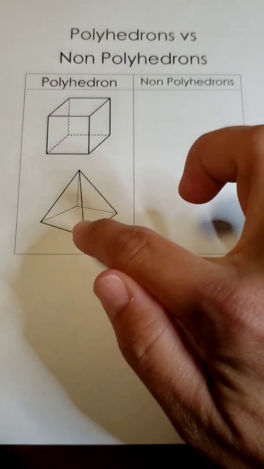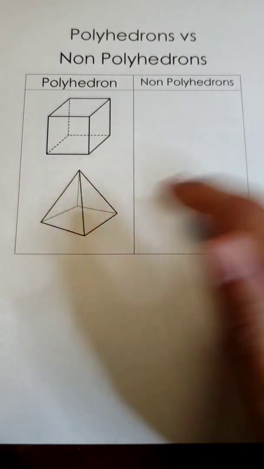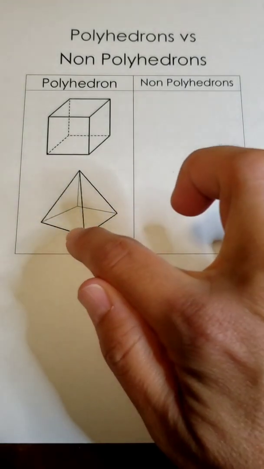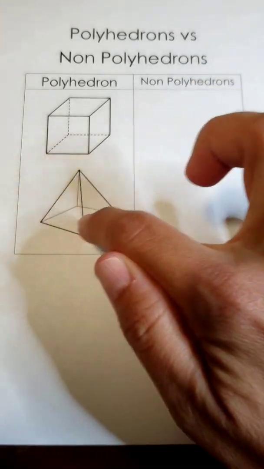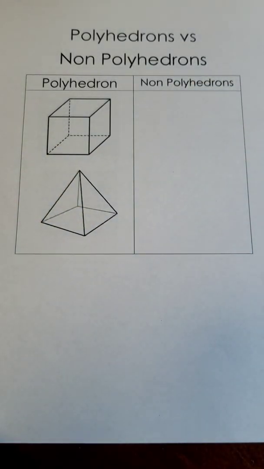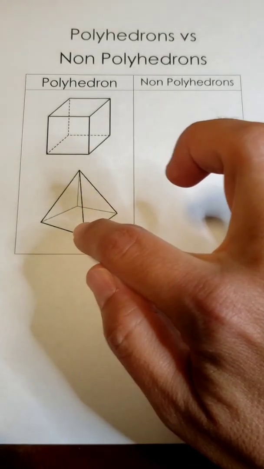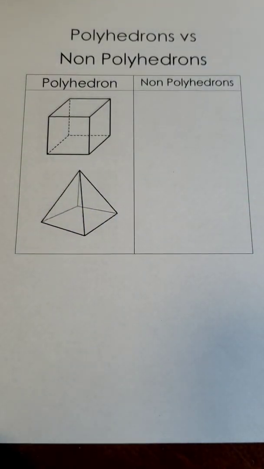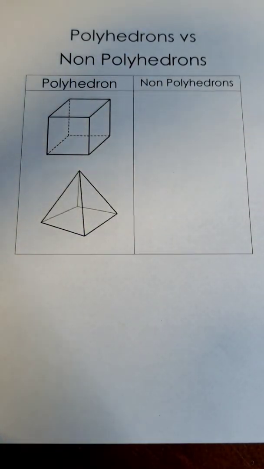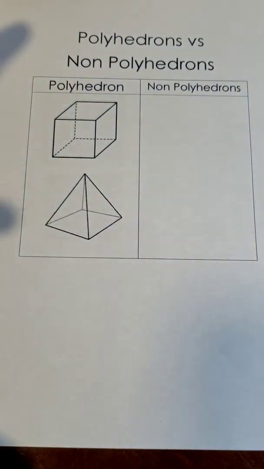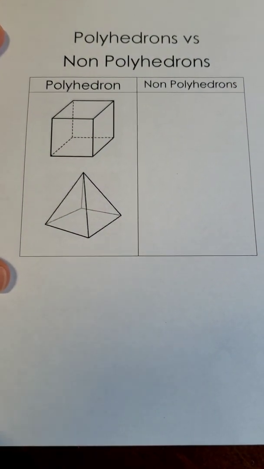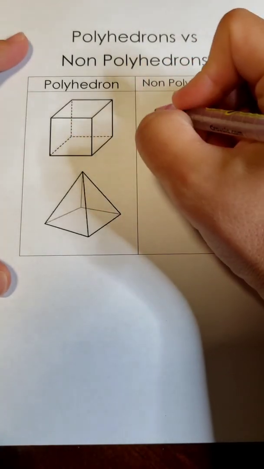Down here, you have a pyramid whose faces are all polygons as well. The base of this pyramid is a square, and all the faces around it are triangles. Triangles and a square, all of those are polygons. Therefore, this pyramid would be considered a polyhedron. Now I'm going to draw 3 shapes over here on the non-polyhedron side, and I want you to think, why are those shapes not polyhedrons?